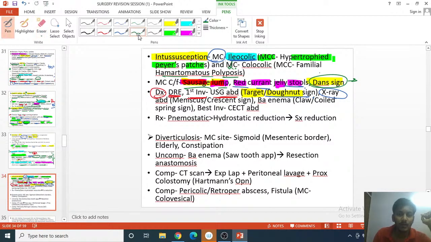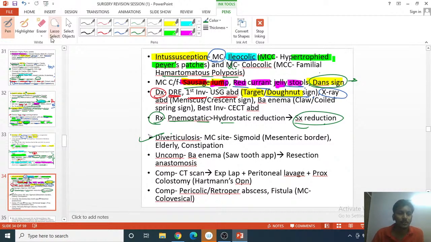Then treatment is what? Treatment is your pneumatic reduction or hydrostatic reduction. So with the help of air or water you will reduce that. This is the invaginated part. You will just perform a pneumatic reduction. So this is what is known as pneumatic reduction, please remember. And if this pneumatic reduction or hydrostatic reduction fails, then you perform a surgical reduction. Then you perform a surgery.